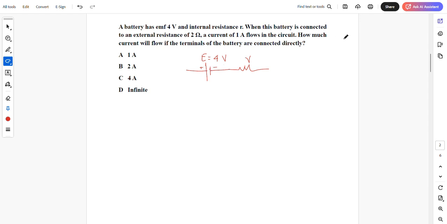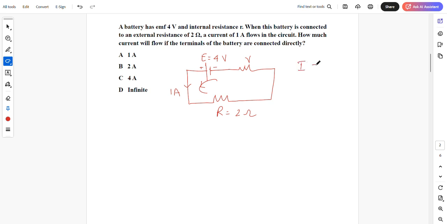When this battery is connected to an external resistance, this is also connected in series. This is the external resistance, capital R, and it is given as 2 ohm. A current of 1 ampere will be flowing like this, in the anti-clockwise direction. Now what is the formula to calculate I?